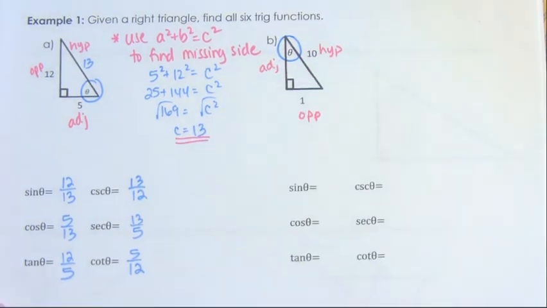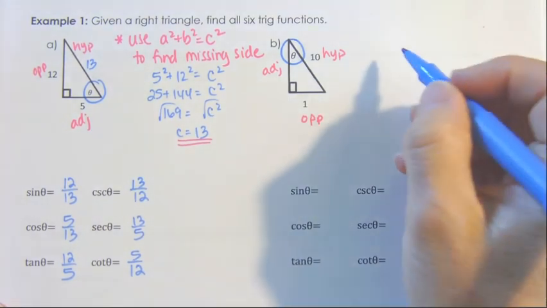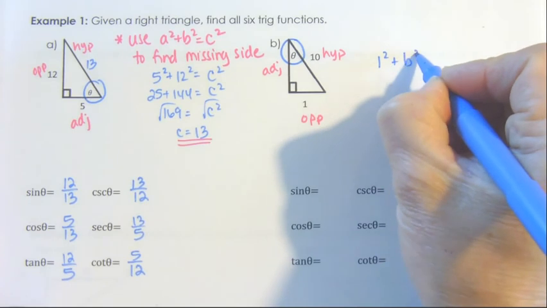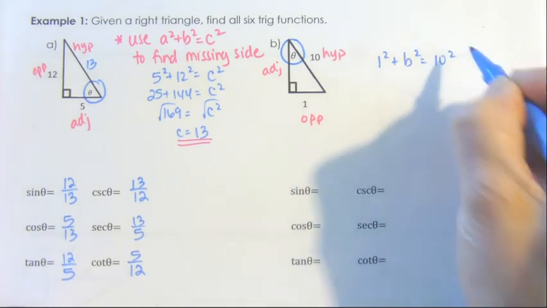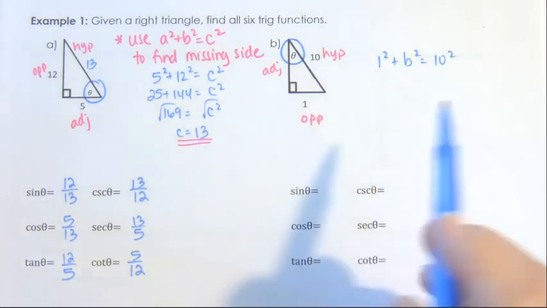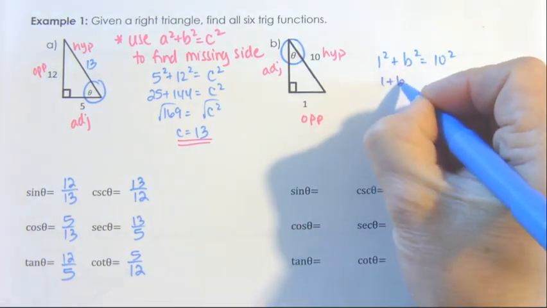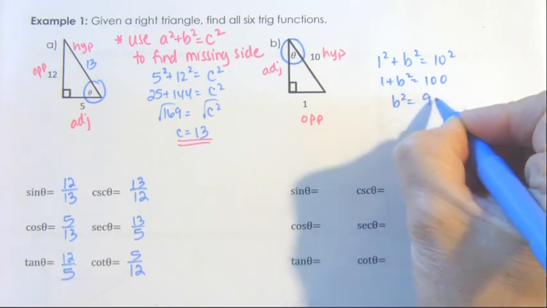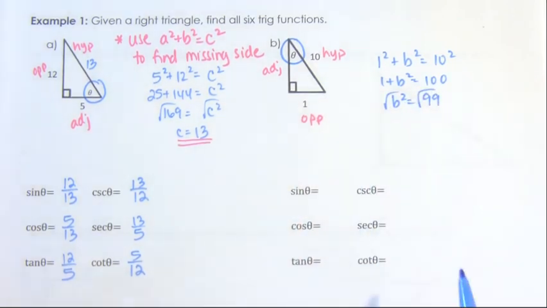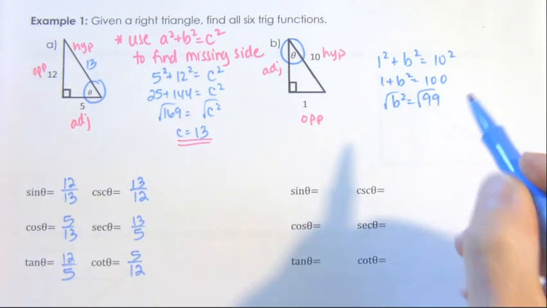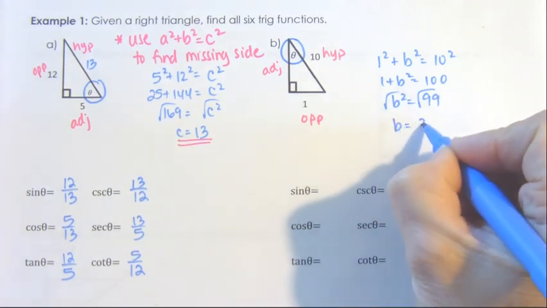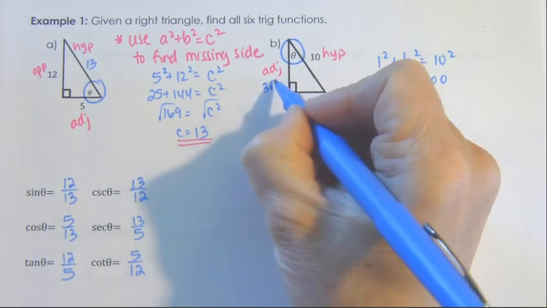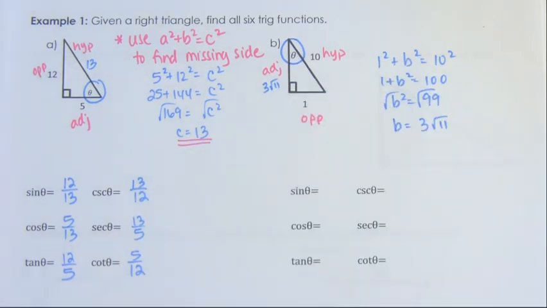I'm going to do the Pythagorean theorem, a squared plus b squared equals c squared, to figure that out. So I'm going to do 1 squared plus b squared equals 10 squared. You could have done a squared plus 1 squared, doesn't matter. 1 plus b squared is 100. Subtract the 1 from both sides. B squared is 99. Notice we are going to get a radical answer. I do not want decimals. So b is 3 radical 11. So these answers are definitely going to be a little bit uglier this time.